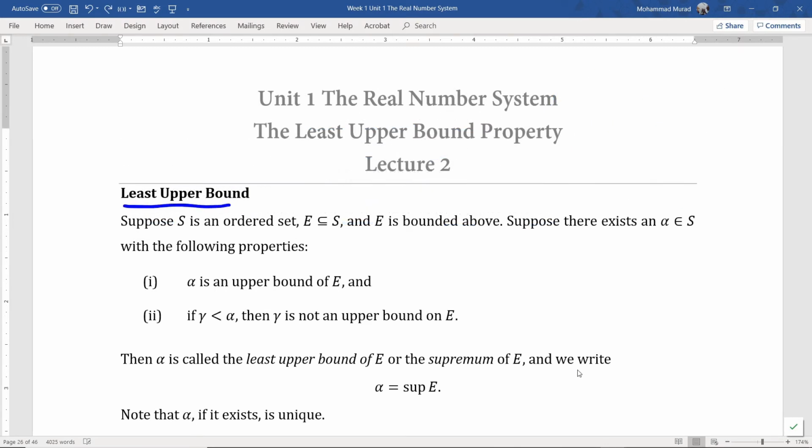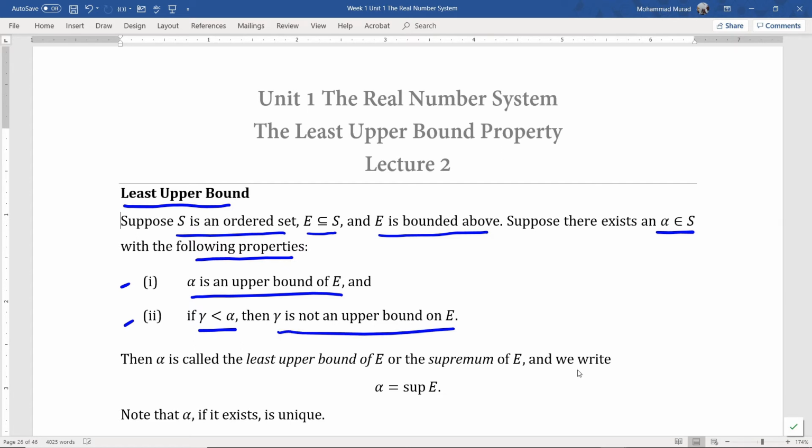Least upper bound. Suppose S is an ordered set, E is some subset of S, and E is bounded above. Suppose there exists an element alpha in S with the following two properties. 1. Alpha is an upper bound of E. And 2. If gamma is smaller than alpha, then gamma is not an upper bound of E. Then alpha is called the least upper bound of E.